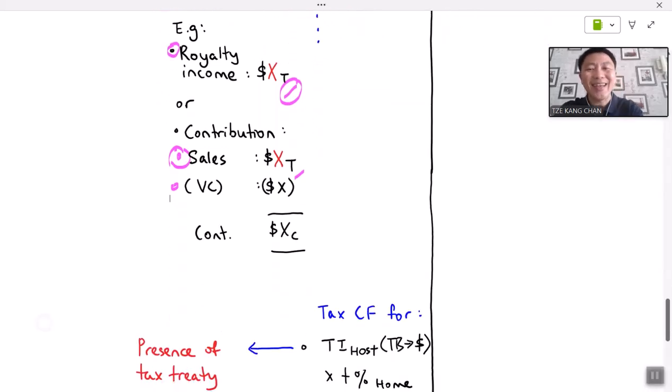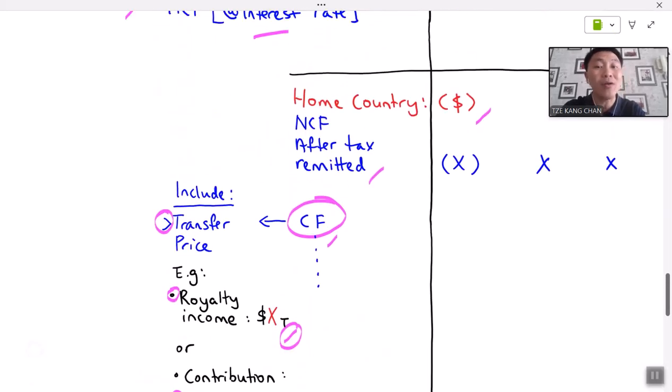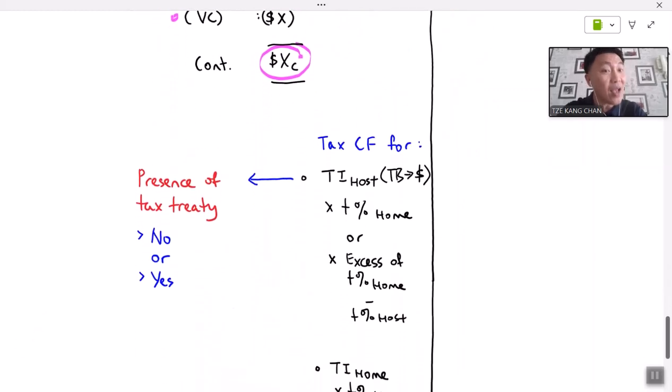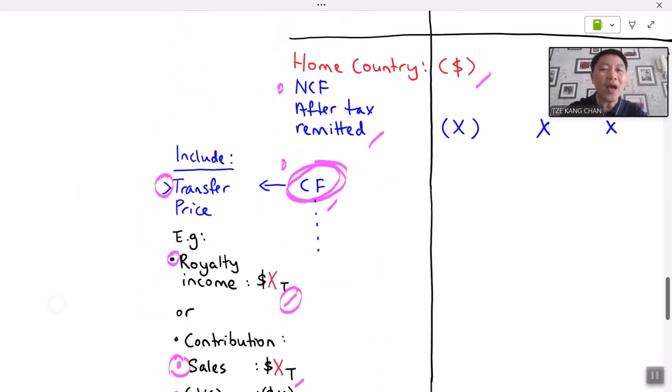In other words, it is this amount, the X dollar of contribution, that will be shown in the cash flow at the home country. Once we have the net cash flow remitted and the home country cash flow, guys, let's not forget about the tax. Keep an eye on tax cash flow pertaining to taxable item from host country, which originally is stated in TB. These taxable items may have been included in the net cash flow remitted.